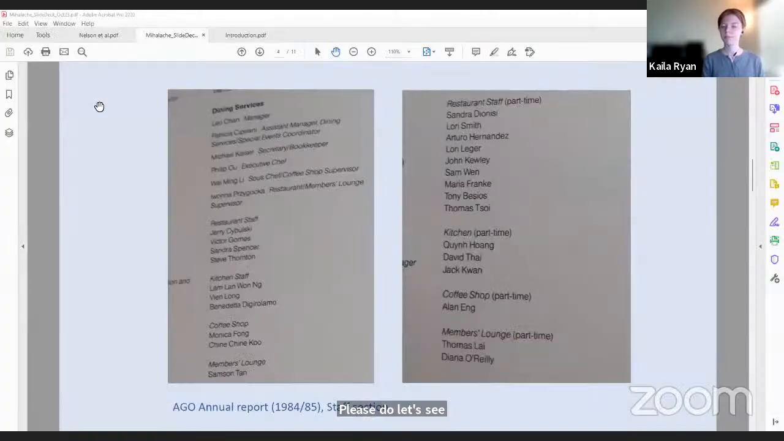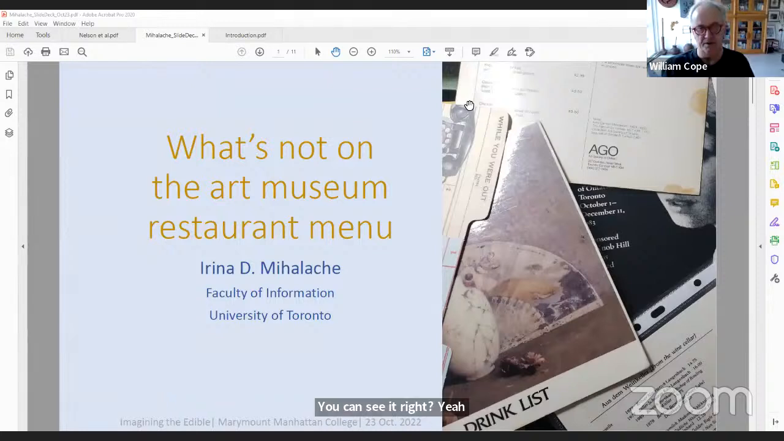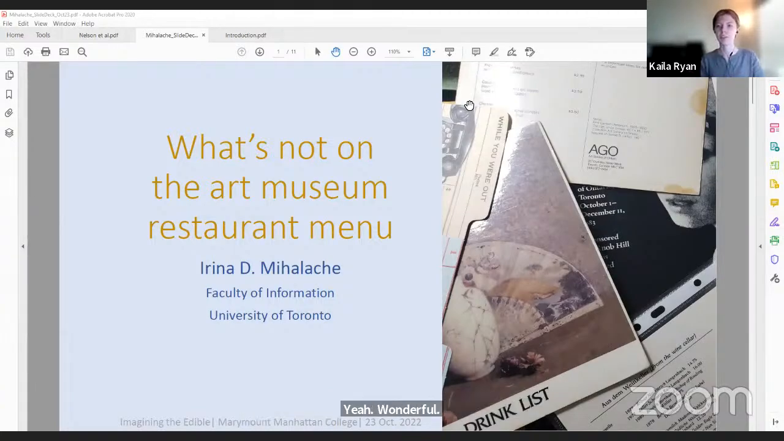Can I test to see if I can share my screen? Yes, of course, please do. Let me see. You can see it, right? Yes, looking perfect, wonderful. Once you start, I'll also spotlight your video so it's shown on the side. Okay.